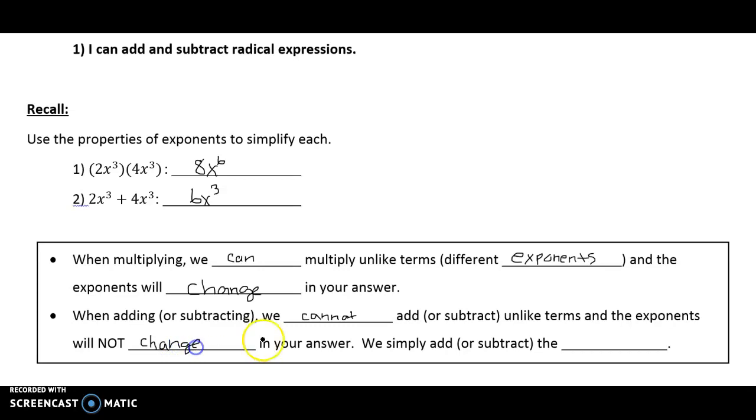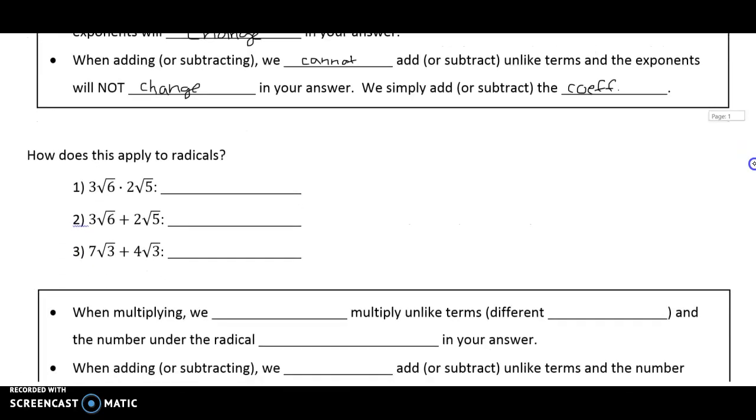We did this a lot last unit. When we add or subtract, it's just adding or subtracting the coefficients, or the numbers in front. So 2x to the third plus 4x to the third is just 6x to the third. Keep that all in mind because it's very similar today. Now we're just in radicals.